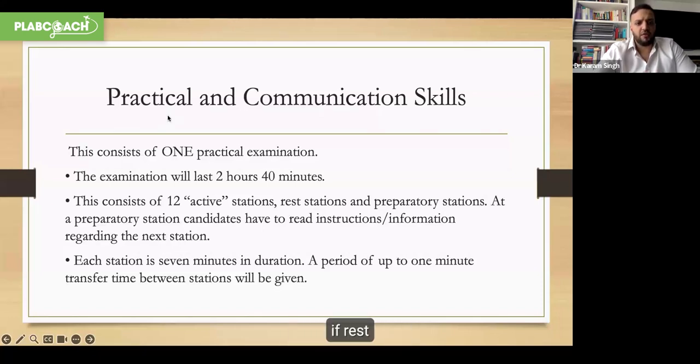Could you clarify if rest and preparation stations are 7 minutes long as well? Okay, so rest and preparation stations will be the same length of time as the active stations. And then it means you fail or you might pass. It depends on the type of skill that they're testing.